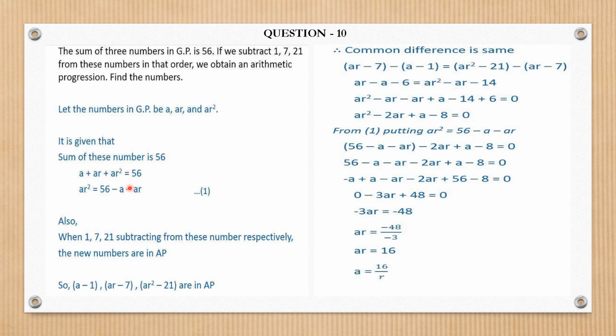Now I just need to put in this value of AR square. So here I conclude that instead of keeping it like this, it is better to use the value of AR square so that I can directly put it here. So 56 minus A minus AR minus 2AR plus A minus 8 equal to 0. After solving, I'll get minus 3AR is equal to minus 48. That is AR is equal to 16 and A is equal to 16 divided by R. So it is very simple.